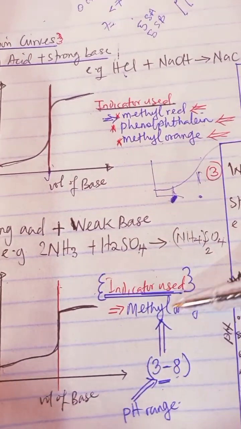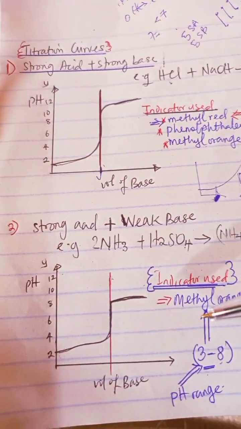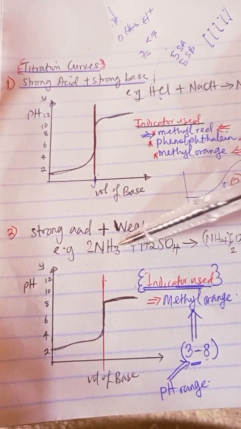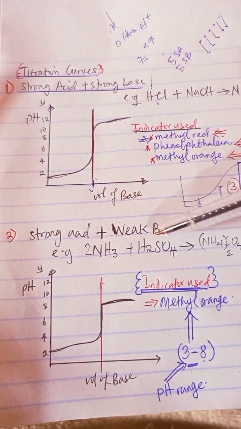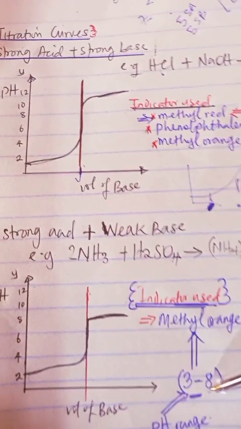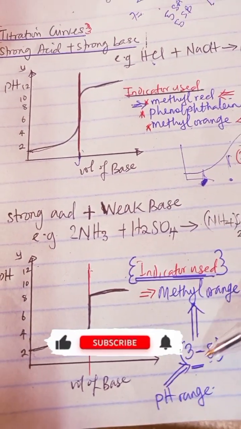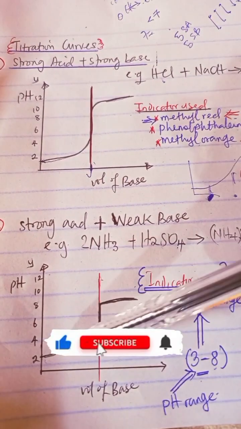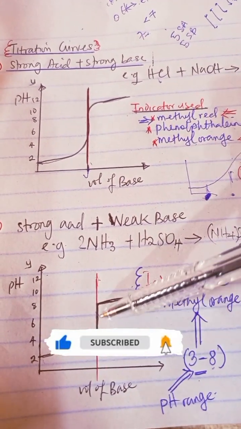So the indicator that I can use in this case is methyl orange. Take note, JAMB has asked this question before: the indicator used in a strong acid, weak base titration is what? The answer is methyl orange. Methyl orange has a pH range from 3 to 8. That is where it changes. So you can see from 3 point something, it changes at 8.